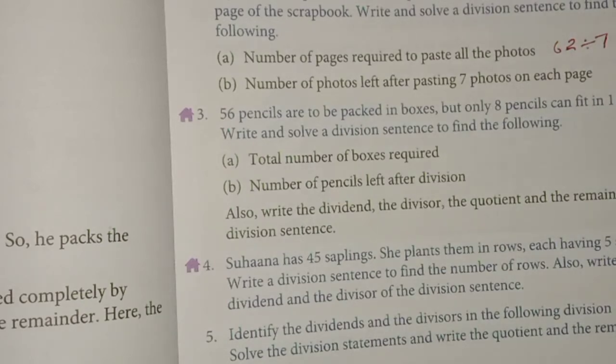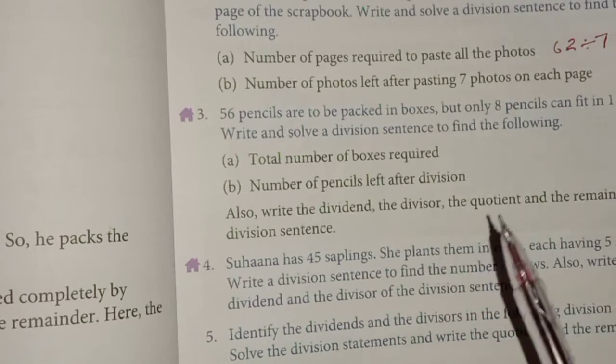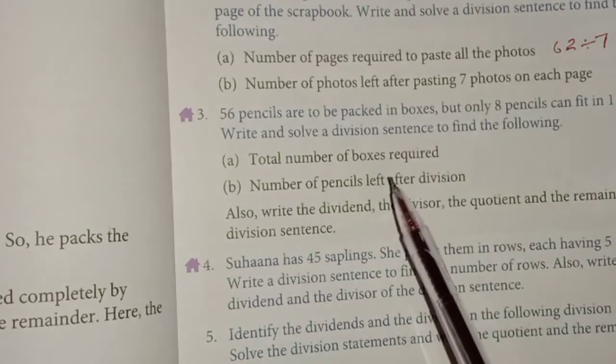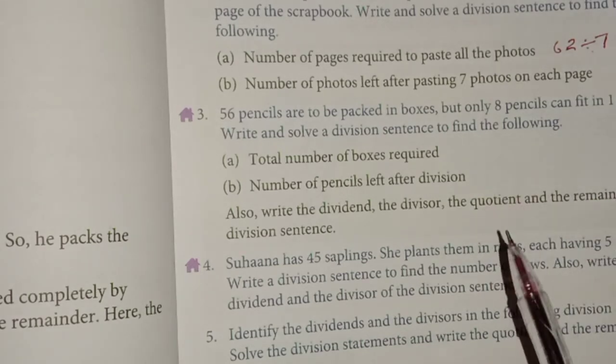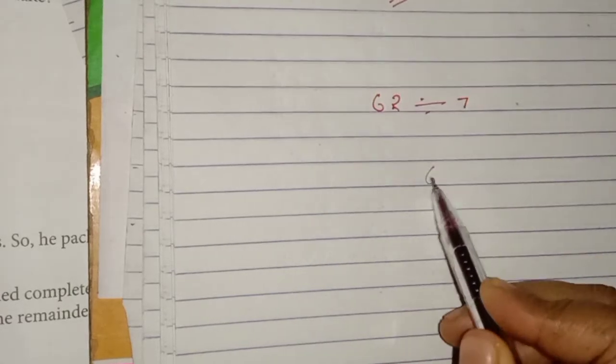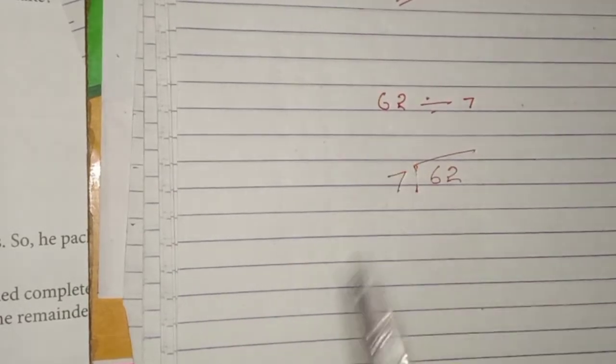B question, number of photos left after pasting 7 photos in page. That is, if you find out the answer, you get one remainder. That is the balance photos. Okay, remaining photos. First you divide this number 62 divided by 7. Then I show how to divide the numbers. Okay. So we can divide 62 divided by 7. How will you write? We can say 62 as dividend and 7 as divisor. Then you can divide. How will you divide?